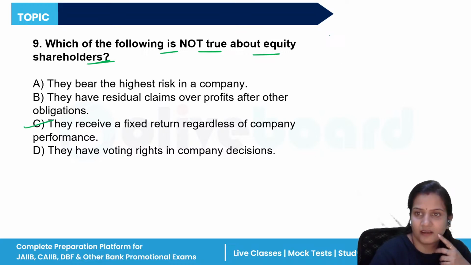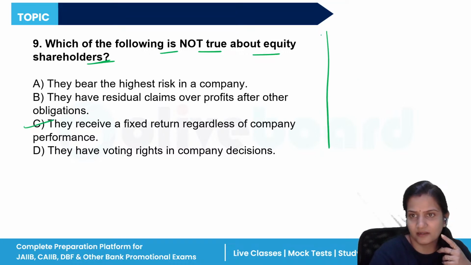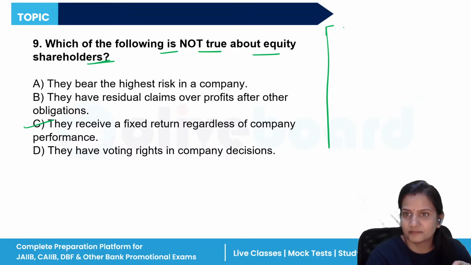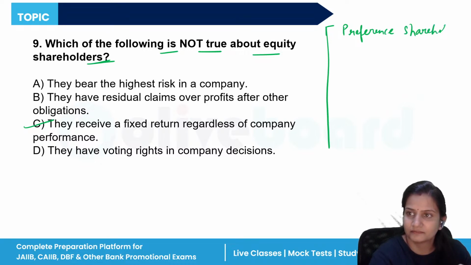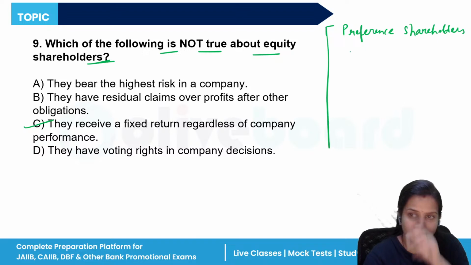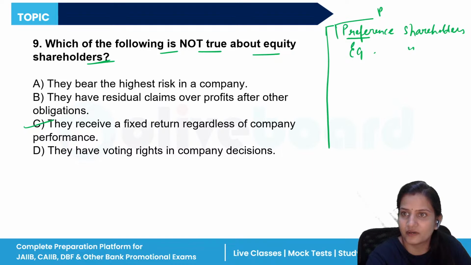Yes, correct. In the previous class, in our second module, I taught you that there are two types of shareholders. One is preference shareholders, and the next is equity shareholders. Clear? Preference means you are giving more preference.